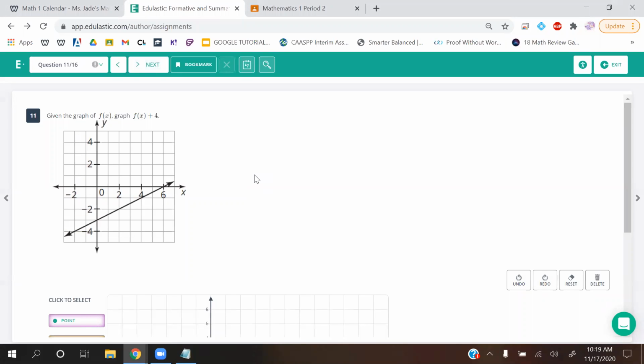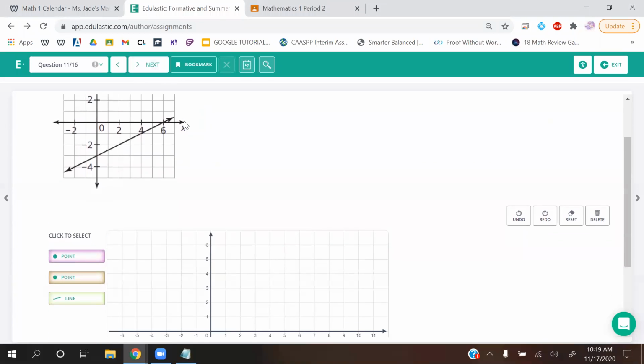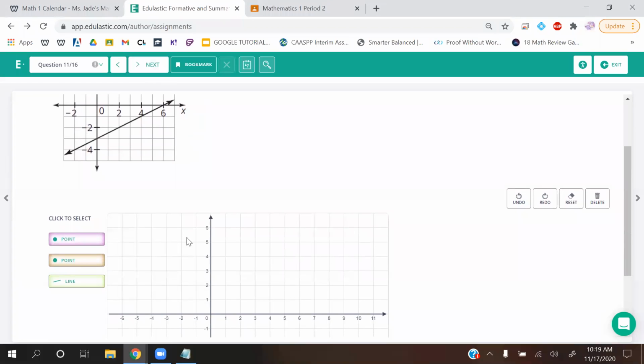Okay, so we are given another graph, and now we need a graph of f of x plus 4. So these are the transformations. When you are adding 4 at the end of the equation, that means we are moving it up 4. So we want to move our graph up by 4 units. Originally, we had our y-intercept at -3, but we are going to move it up 4. So instead of at -3, we go up 1, 2, 3, 4. We should have a y-intercept at 1. So I'm putting that there.